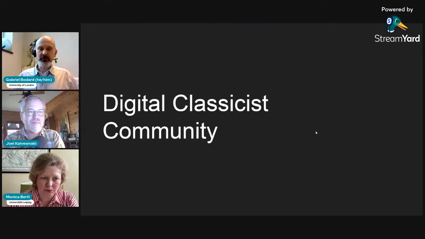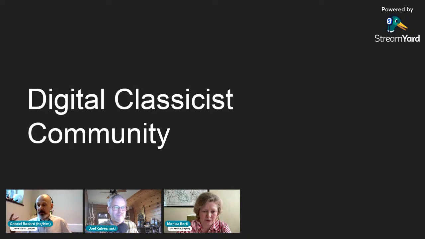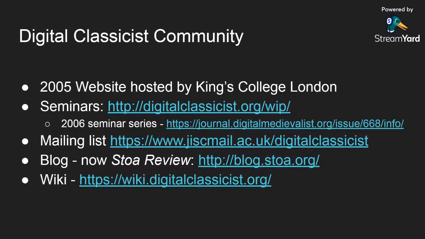So the Digital Classicist, one of the elements of which is the wiki that we're talking about, is a community. It's a community with a series of tools and projects and activities around it. The community as a whole has existed since about 2004. The oldest version of the website that I was able to find was from 2005. But I think we'd already been talking about it as a community slightly before that.